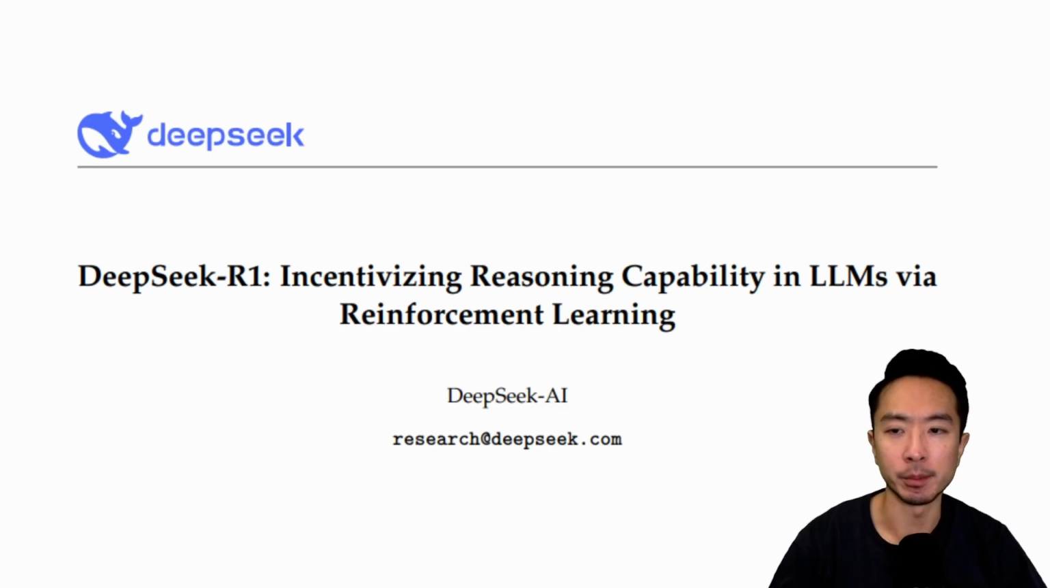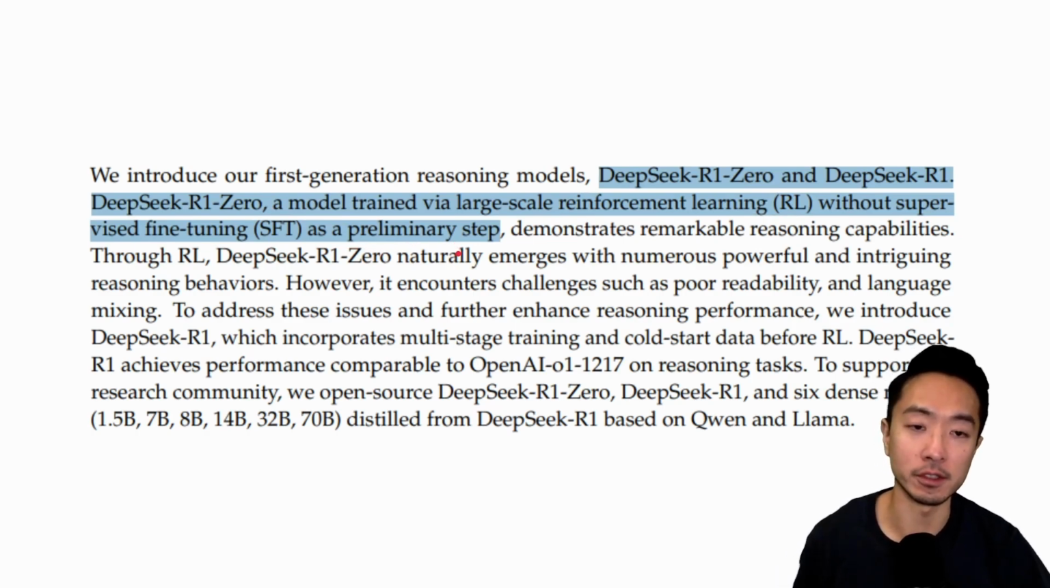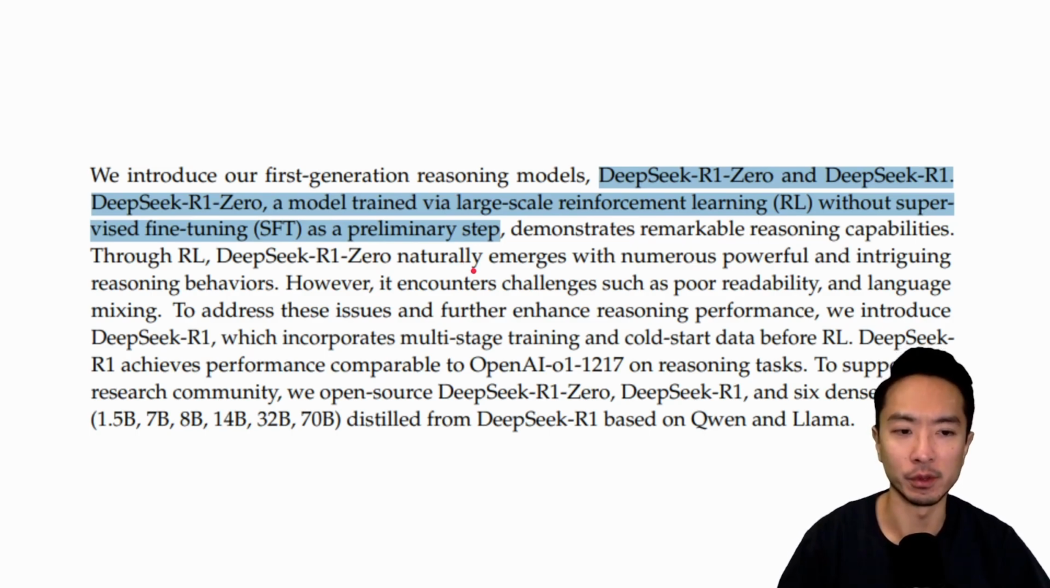So DeepSeek came out with a paper called DeepSeek R1: Incentivizing Reasoning Capability in LLMs via Reinforcement Learning. One of the main things it mentions is that the models they mostly talk about are DeepSeek R1-Zero and DeepSeek R1. DeepSeek R1-Zero is a model trained via large-scale reinforcement learning. One of the features is that there is no supervised fine-tuning, which they call SFT, and this is one of the first steps that they focus on. One thing that stands out is their main implementation of reinforcement learning, and later on we'll see some more details about that.